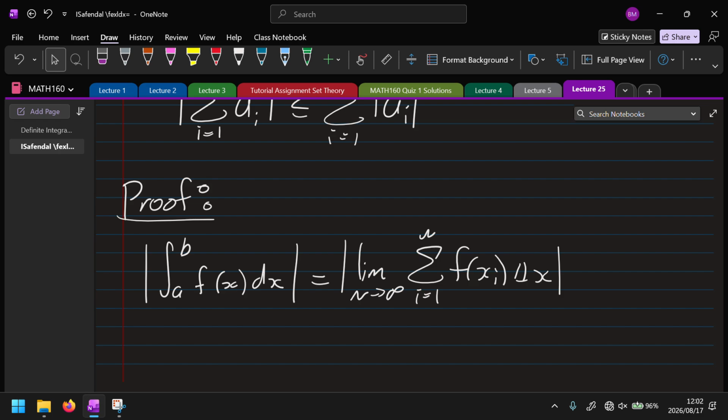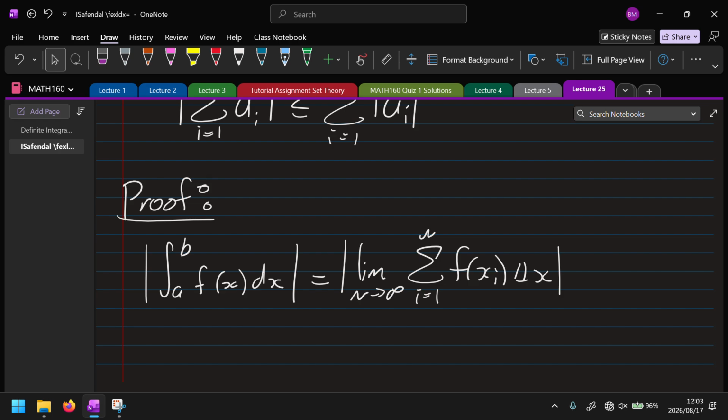Remember, proofs are steps and reasons. So we've got a step we want to do: we want to take the limit out. Now we need the reason. Why can we do that? Again, extra plus 3 points. We've got the step, now we need the reason. Think back to limits.